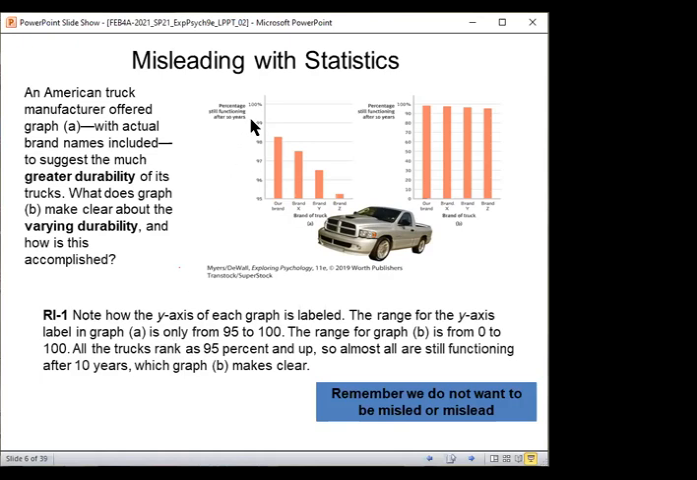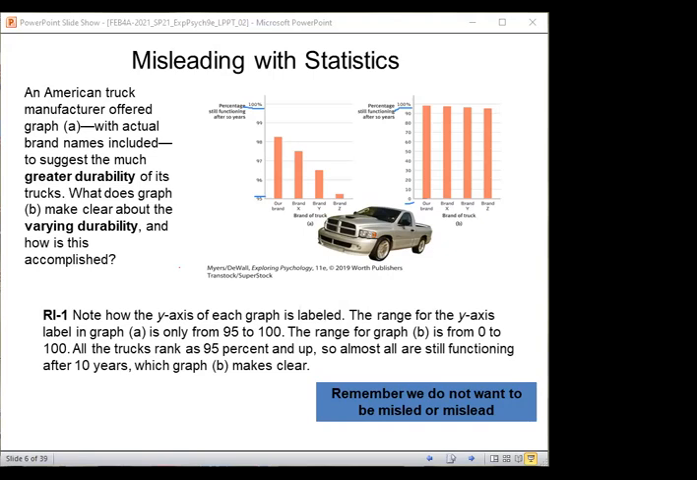So note how the y-axis of each graph is labeled. The range for the y-axis in graph A is only from 95 to 100. The range for graph B is from 0 to 100. All the trucks rank at 95% and up. So basically, these trucks are doing outstanding, all of them, our brand, brand X, brand Y, and brand Z, after 10 years in service, okay?